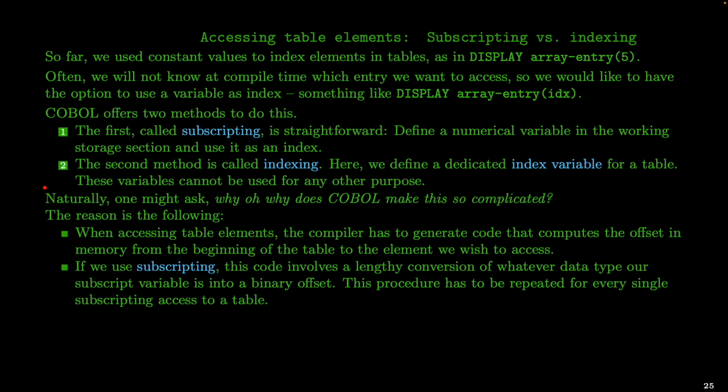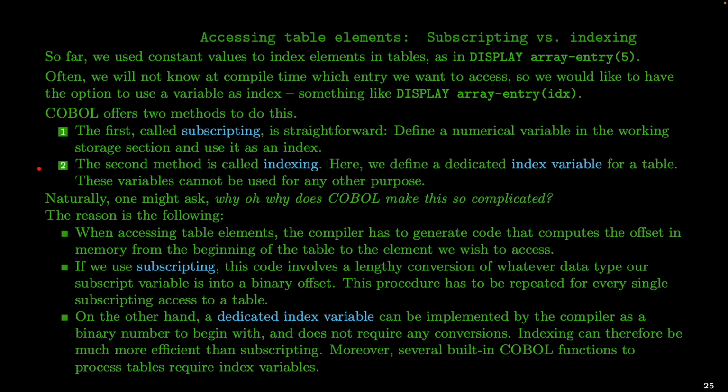And to do that, if we were to use the subscripting method with some numerical variable, we would, for each index access of the table, have to convert the numerical data type that we use into a binary variable. So internally, the computer will use a binary number to compute the offset from the beginning of the table. So we have to convert our variable into binary. And that, if it's not a binary variable to begin with, would be a bit of a lengthy conversion, and it would have to be repeated for every access to the table.